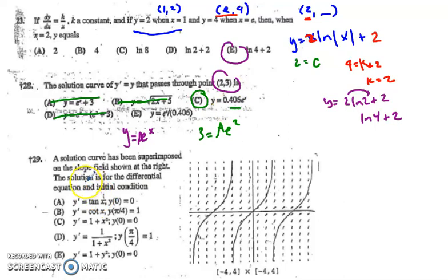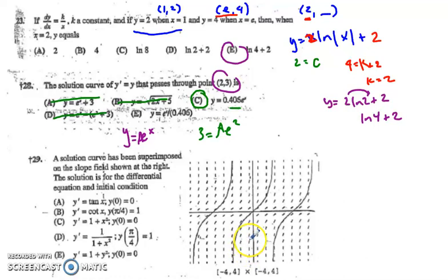Okay, last problem says a solution curve has been superimposed on the slope field. The solution is for the differential equation with what initial condition? So here's the interesting thing. The solution curve certainly looks to be tangent, okay? But which one of these would integrate to tangent? It's not the first one, because the first one effectively says that the derivative is tangent. And that is not what we're looking at here. We're looking at the solution curve being tangent.